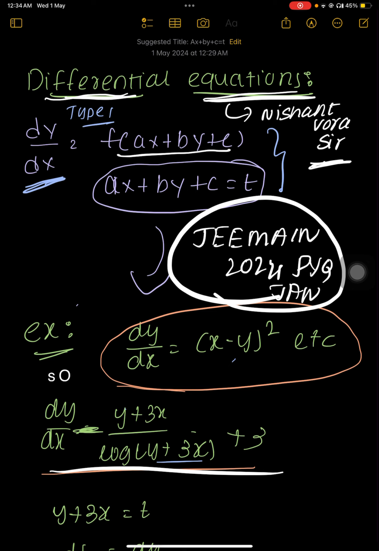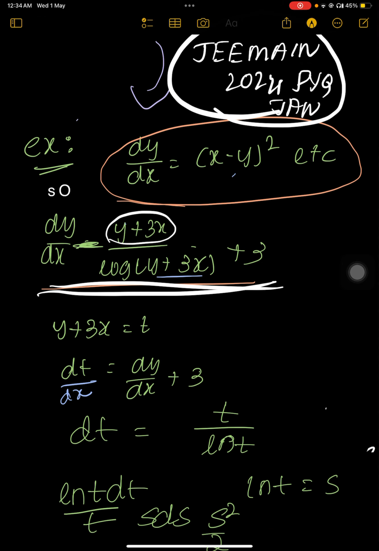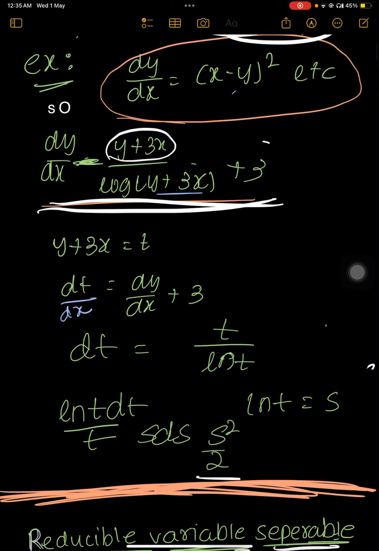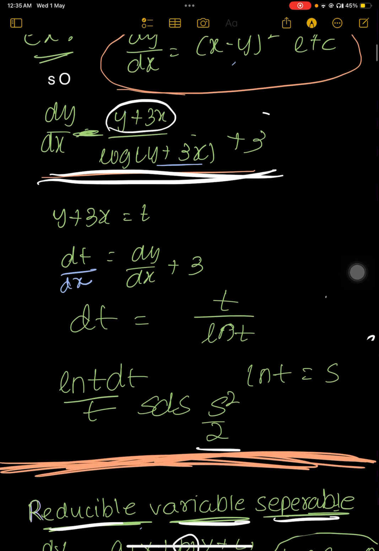Speaking from personal experience. The first type is dy/dx = f(ax + by + c). Basically, if you see any repeated linear factor, like y + 3x here, which repeats twice, you put that as t and see if it helps. If it helps, you would notice that dy/dx + 3 becomes dt/dx. So from there it's easier for you to solve the question. There is a JEE Main 2024 PYQ about this in January.